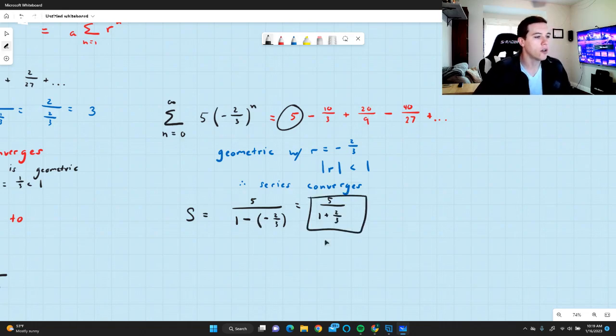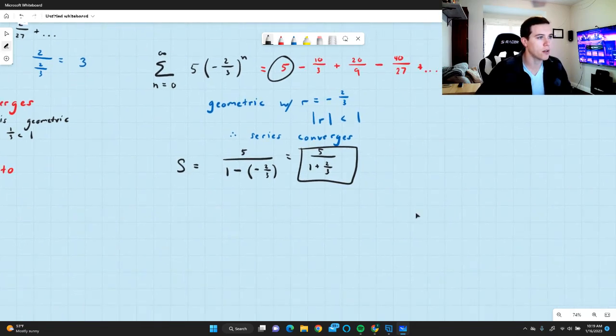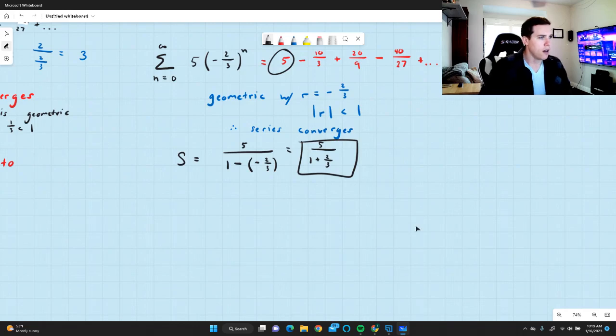And if you're ever unsure of your answer, try finding a fourth partial sum. If you find the fourth partial sum, you should get an answer very similar to your infinite sum. So that's a quick check you can always do if you have the time to do so and you think something's going wrong. All right, a couple more.